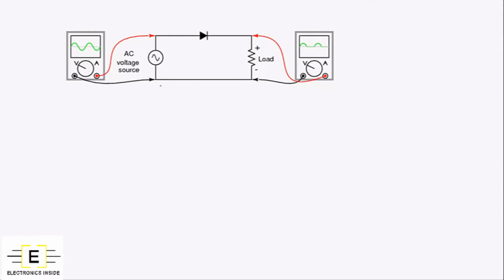So what we have here is a simple circuit with an AC source, a diode, which is what's doing the rectification, and a load of some kind. Oftentimes diodes are called rectifiers, and one of the main purposes of diodes is to rectify signals, or convert them from AC to DC. We've also got an oscilloscope connected to the voltage source, as well as an oscilloscope connected to the load.